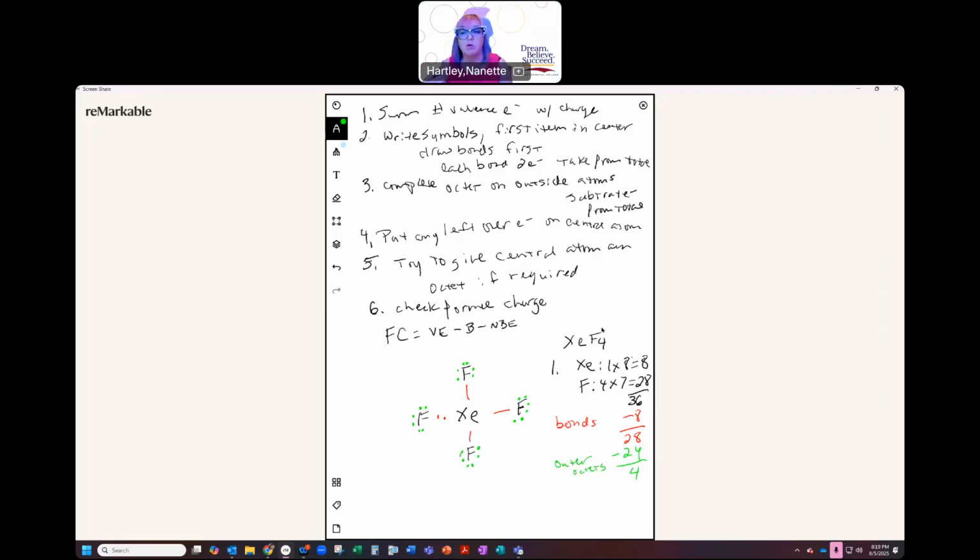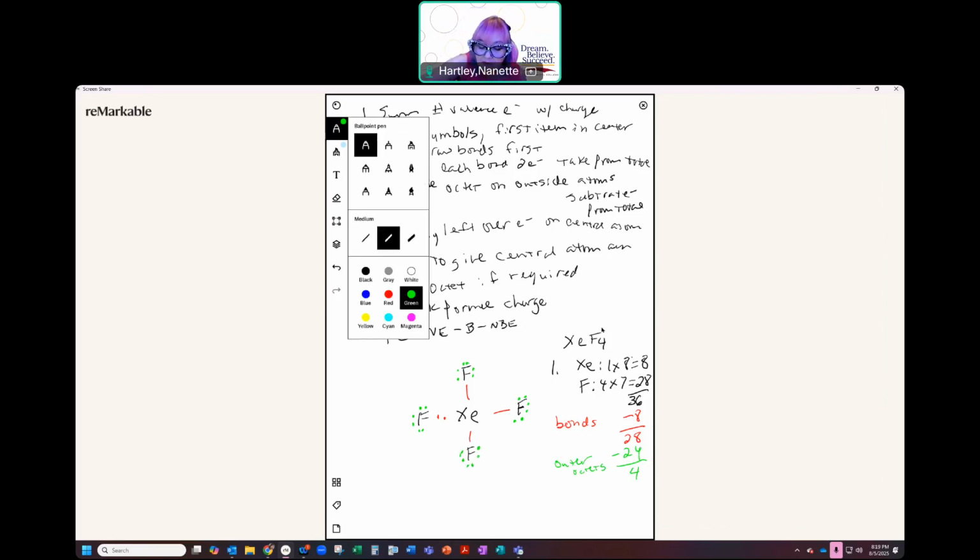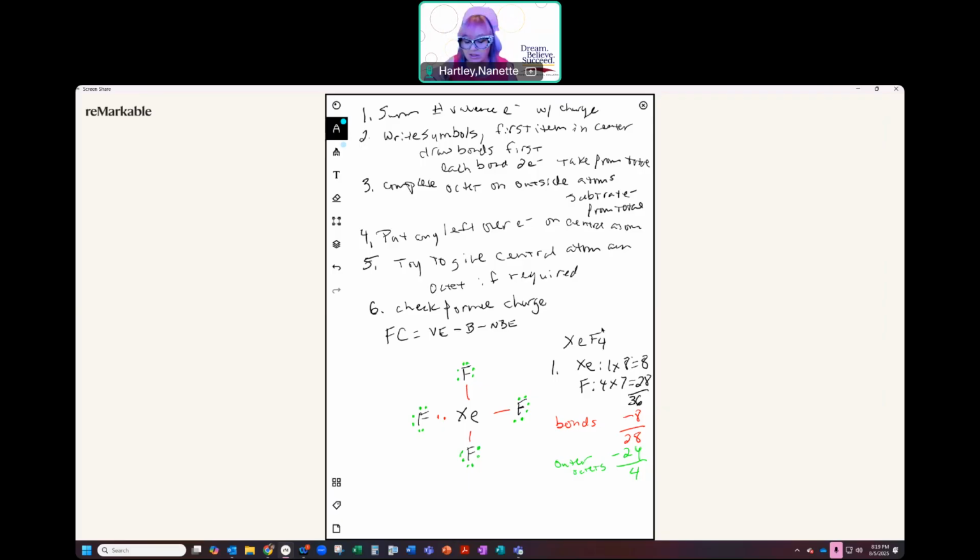I just like to label what I've done and where I did them. So where did those electrons go? This is how I like to do my stuff. I don't always do it in bright, colorful ways, but there you go. So now I change to another color just because I want to know where these go. So I've got these 4 electrons that are left over. Where do I put those? Step 4: put any leftover electrons on the central atom.